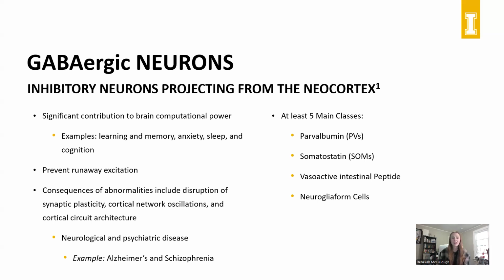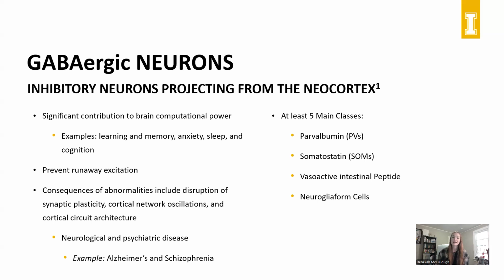It does have a significant contribution to brain computational power. So things like learning and memory, anxiety, sleep, and cognition. These GABAergic neurons are important to prevent runaway excitation. So again, to bring things back down. And then if there are any abnormalities within this, then that can lead to neurological and psychiatric disease.